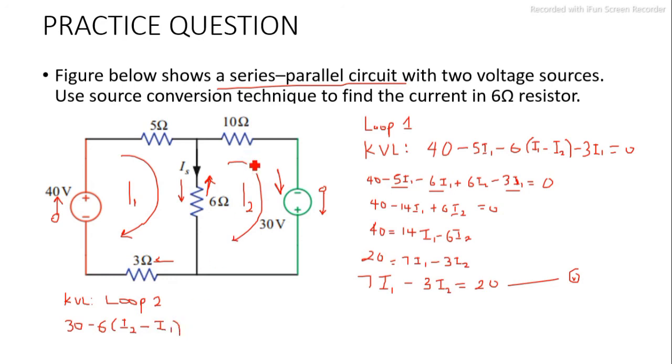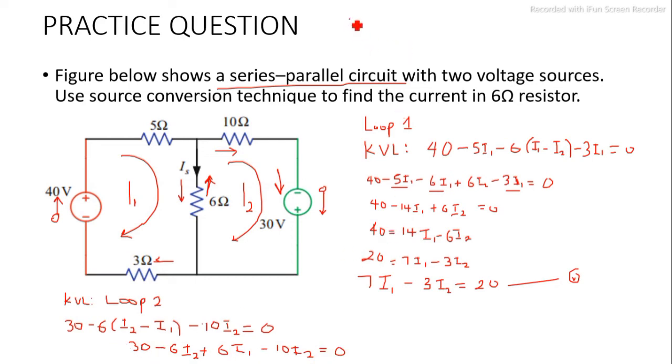A voltage drop here, which is 10 times the current flowing through, which is just I2, minus 10 I2 equals 0. So let's open this bracket. We're going to have 30, open this bracket, that's minus 6 I2, minus times minus is plus, then 6 times I1, plus 6 I1, minus 10 I2 equals 0. So let's collect like terms.